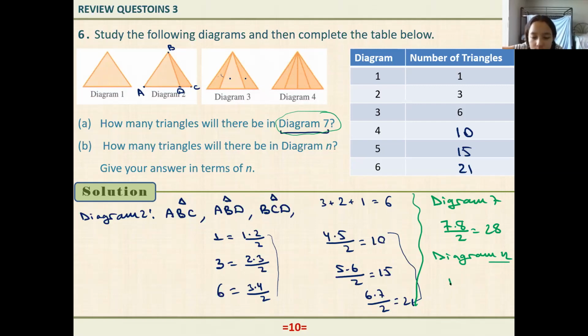It is N times N plus 1 over 2. Right? Here we have 1 times 2 over 2, 2 times 3 over 2, 3 times 4 over 2, 4 times 5 over 2, 5 times 6 over 2. So in diagram N, there will be N times N plus 1 over 2. Okay?